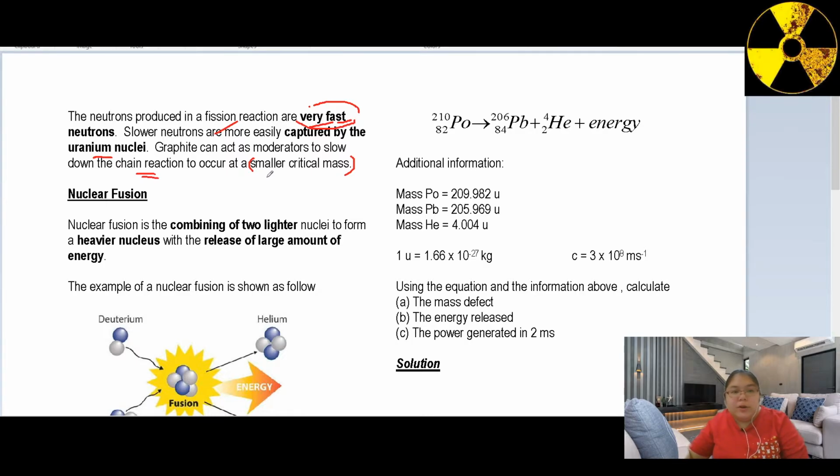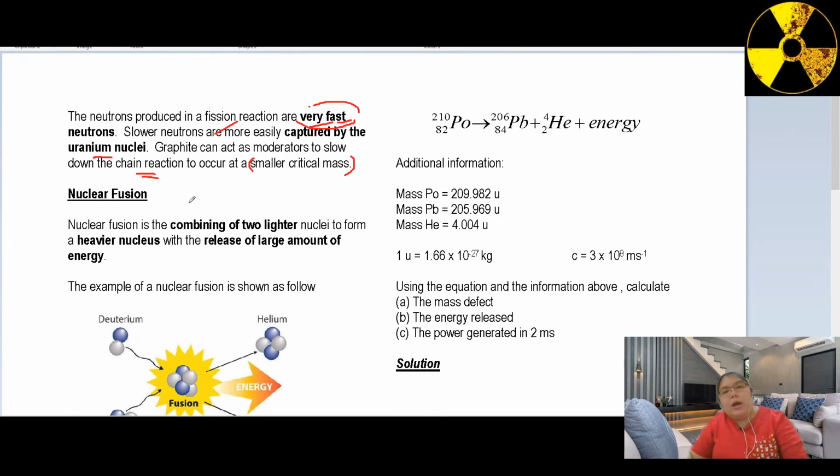Because the neutrons are too fast already, you need to control them. So how to control? We control the movement of the neutrons, their motion. You can make the neutrons become slow. Then after that, the chain reaction will be slowed down. So this is nuclear fission.